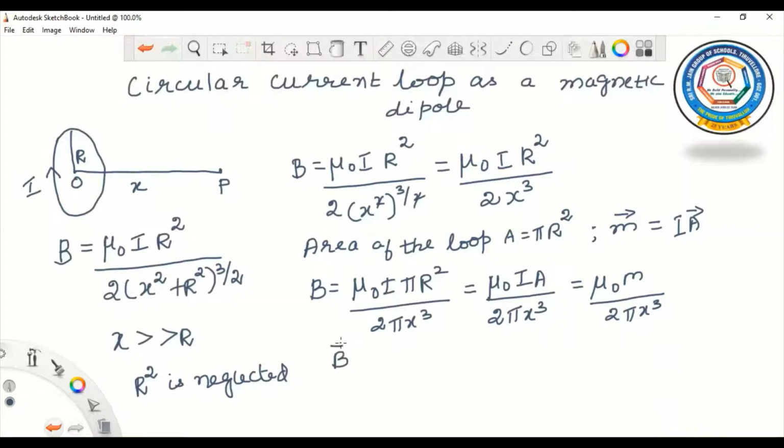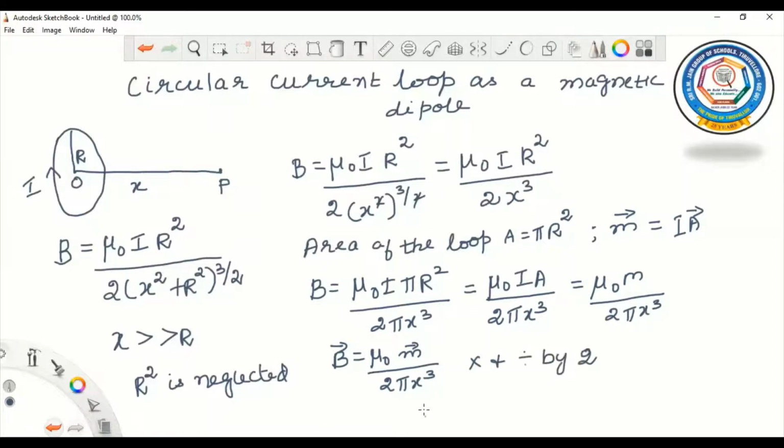Actually B vector is equal to mu naught M divided by 2 pi x cube. Now what I am going to do here is multiply and divide this by 2. When I multiply and divide this by 2, what will I get here? B is equal to mu naught by 4 pi times 2M by x cube I will get. So, multiply and divide by 2.